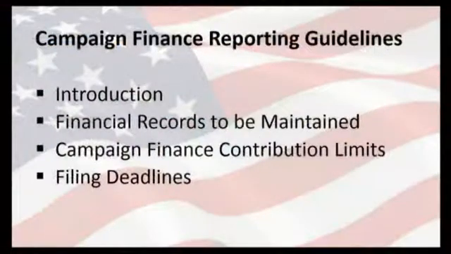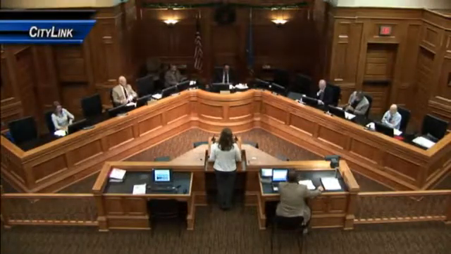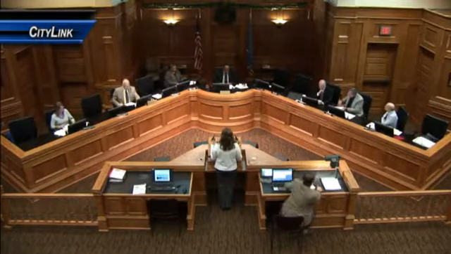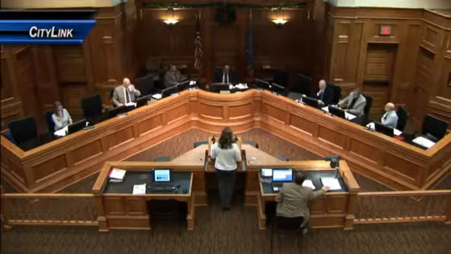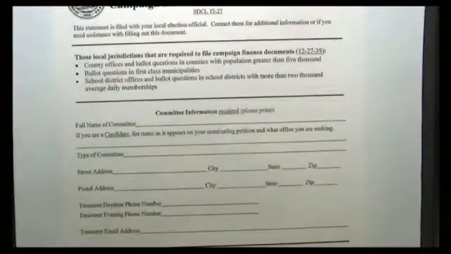The next section is the specific campaign finance reporting guidelines, which includes an introduction, various financial records that need to be maintained, and the contribution limits. If you recall, when we adopted the ordinance in November, there was a really nice chart that I put together that explained all the contribution limits. That will be part of the booklet, as well as specific filing deadlines.